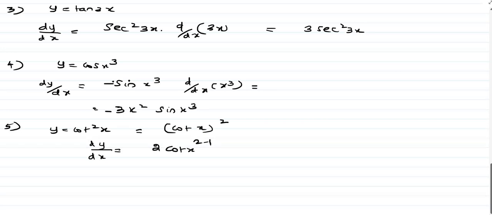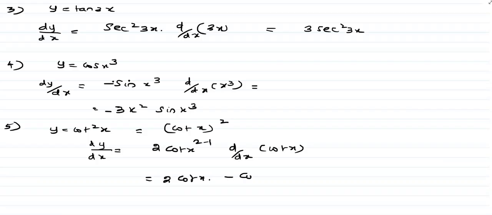Okay, if you want, in the beginning you can write it. Then you have to differentiate cot x, correct? So it will be 2 cot x. Differentiation of cot x is what? Minus cosecant square x. Correct? So now this is the answer: minus 2 cot x cosecant square x.